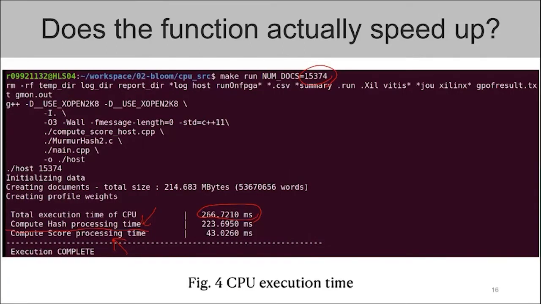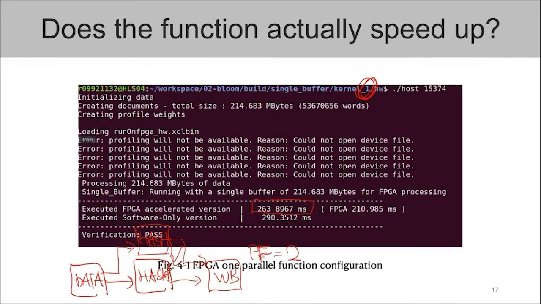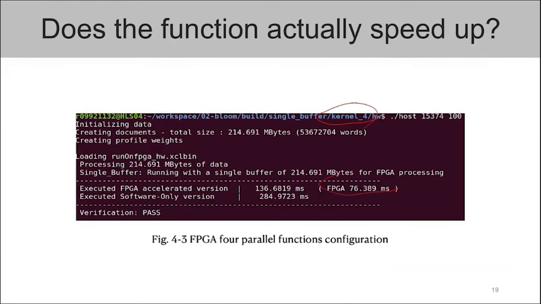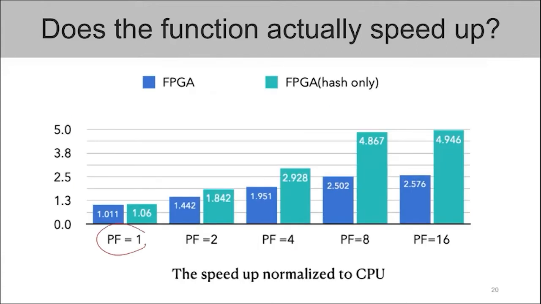Later I will have a chart. And if we double the hash function, it will speed up. So there's 4 times. Then we can see this chart. For only parallel function equal 1, we gain almost nothing.